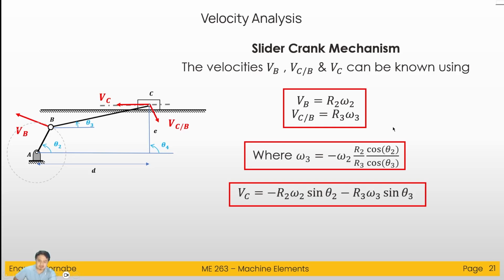For a slider crank mechanism, if you use the same strategy, you also have a formula to solve for that. We want to, let's say, find the velocity VB. That's basically the formula, and then VCB and VC. We solve for that. So I think that's it for velocity analysis.